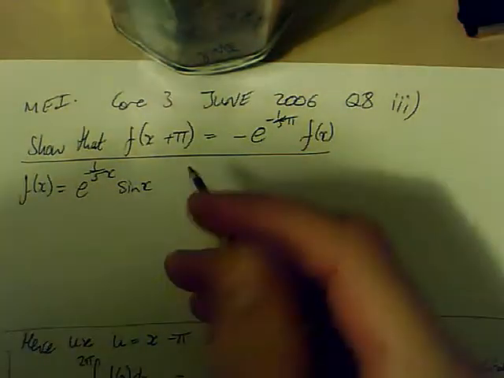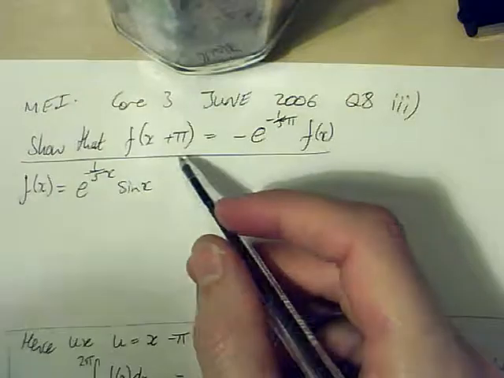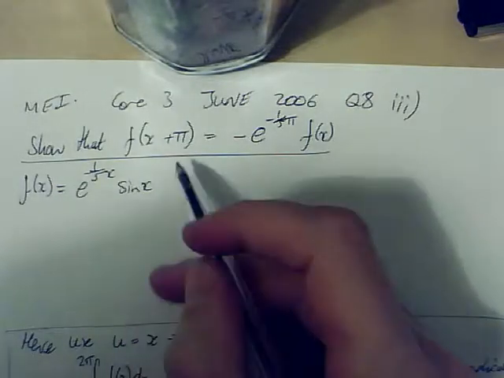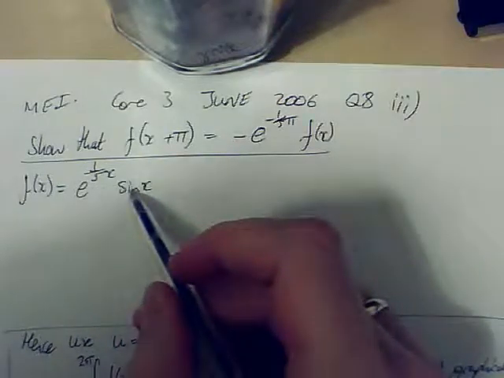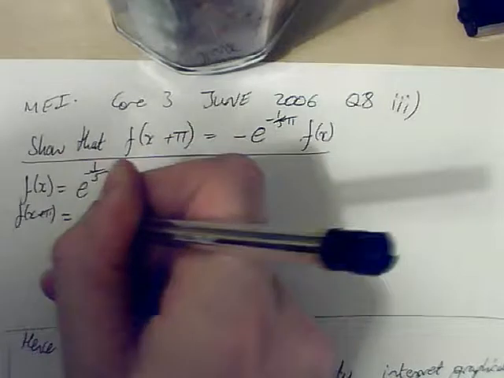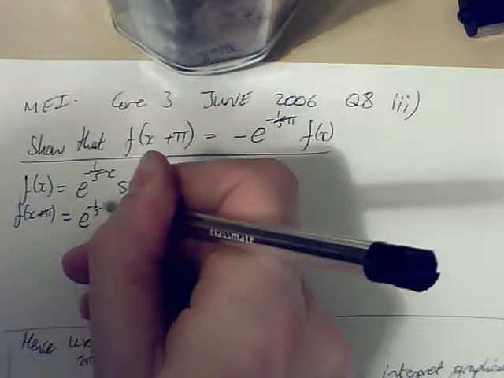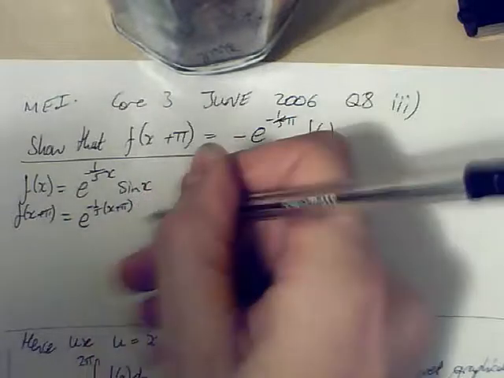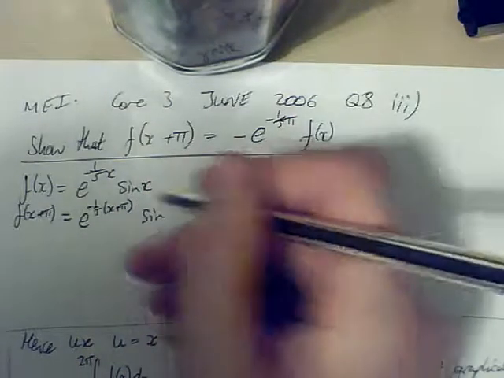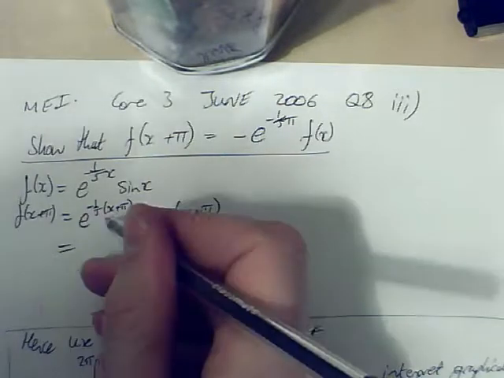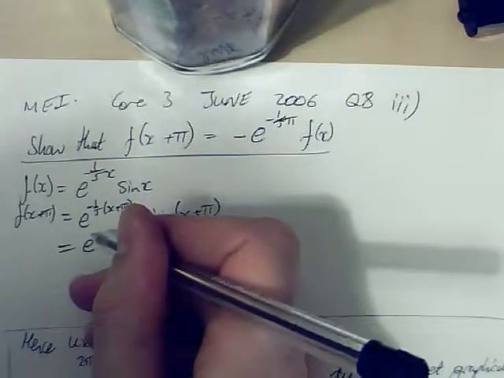Right, the first bit, you've got to do f of x plus pi, so you've got to replace all the x's with x plus pi in the function f of x. So here we go. There's an x plus pi in there. You've got to replace that x with x plus pi. You get this. This can be multiplied out and then split up.